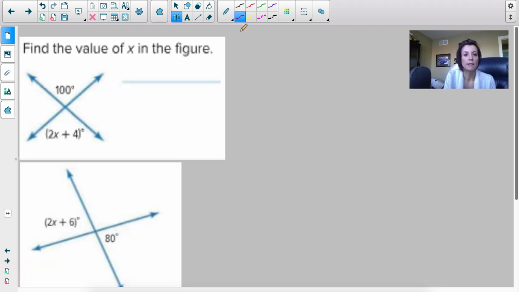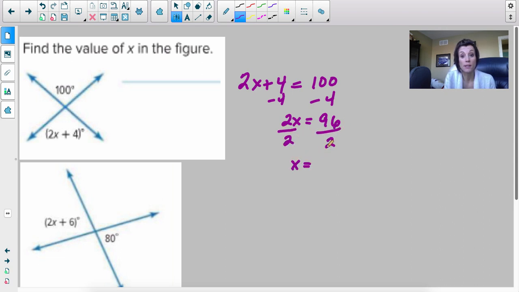All right, a little less going on in this, just showing us vertical angles and asking us to find the value of x. So 2x plus 4 is going to be equal to 100 degrees. We're going to subtract 4 from both sides, and 2x is going to be equal to 96 degrees. Divide both sides by 2, and x is going to be equal to 48 degrees. That is just x, not the angle measure, but it asked us to find the value of x, so we're okay there.